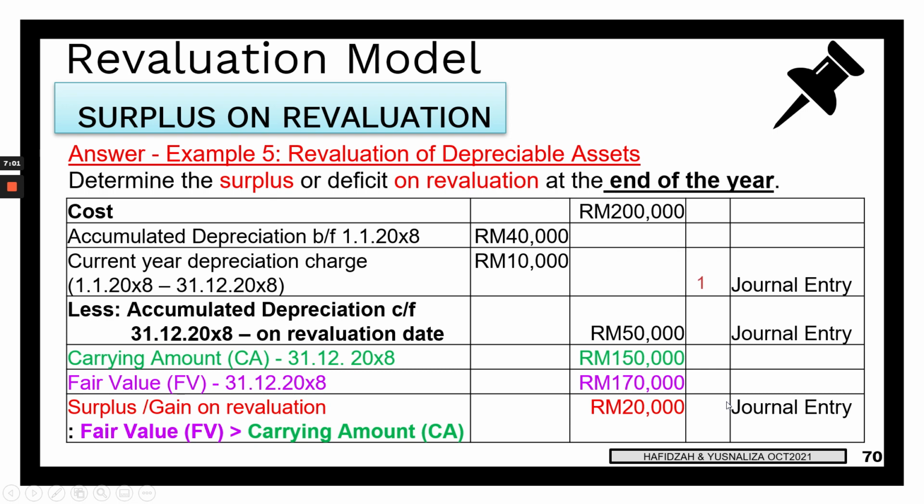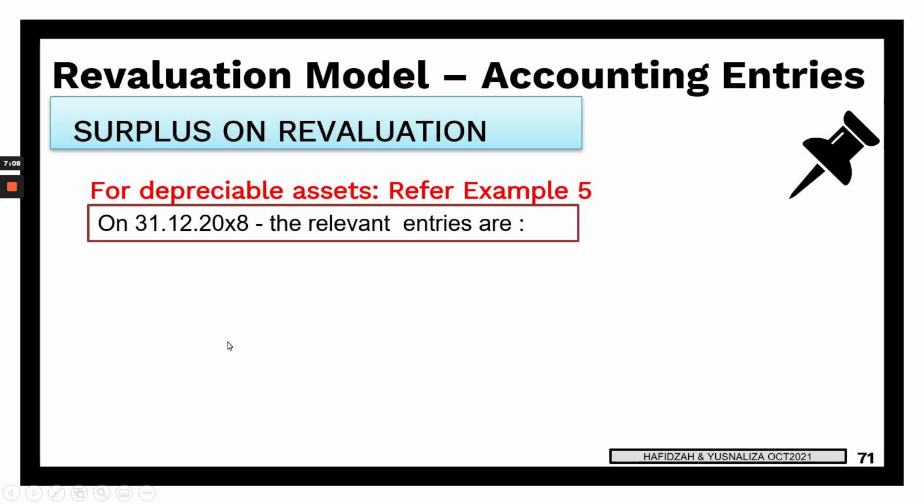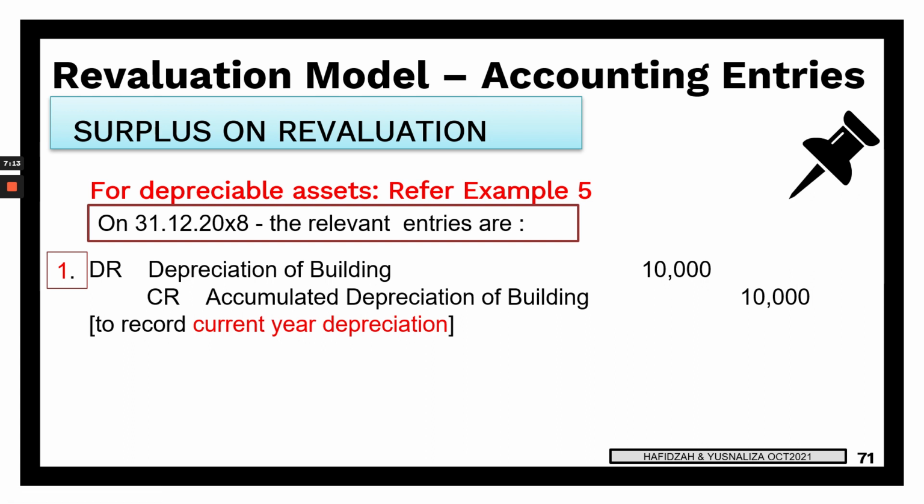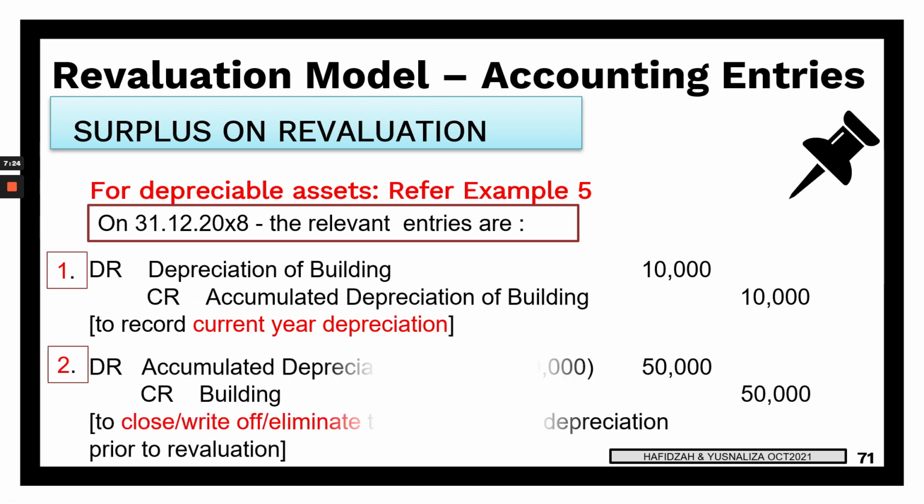So let's look at the next few things here, so that it is altogether 1, 2, and 3 journal entries. And these are the journal entries. The first journal entry is to record the depreciation. So the depreciation for that current year, because the revaluation took place at the end of the year. So you should provide the depreciation first. Next is to eliminate the accumulated depreciation prior to the revaluation. Remember, revaluation took place at the end of the year.